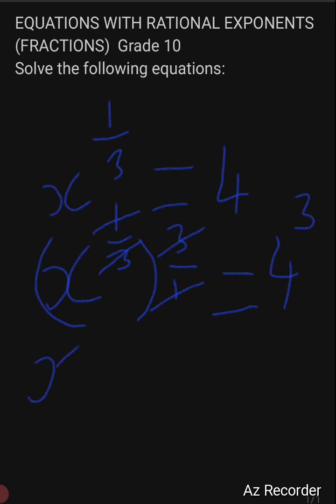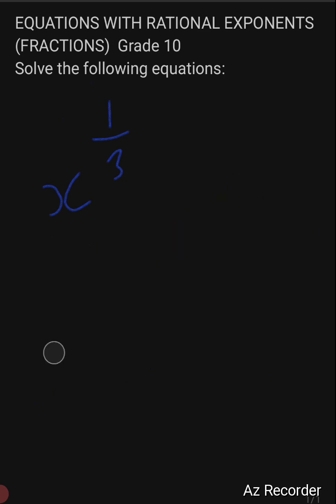So what are we left with here? We're left with x is equal to 4 to the power of 3. What is 4 to the power of 3? It is equal to 64. So if you go back where there's a missing base, you put that 64 to the power of 1 over 3, definitely it will give you 4. So our solution is correct. Let's look at our second example.